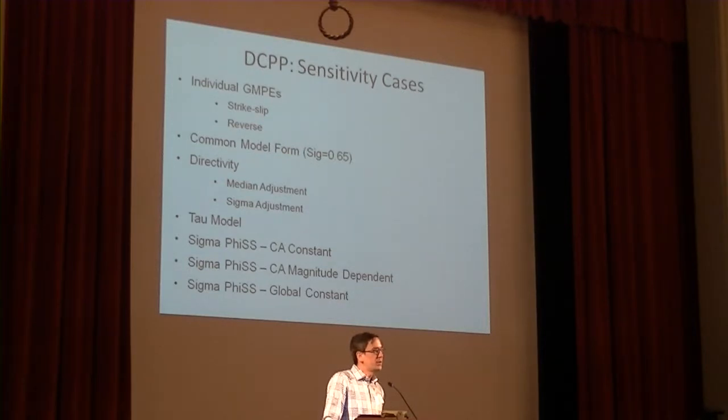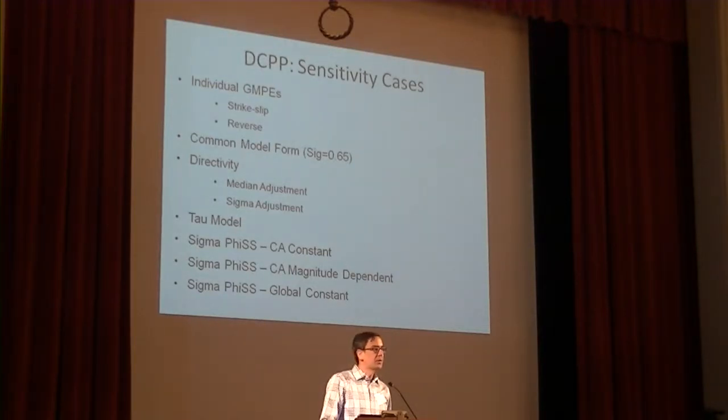Then later this morning, you'll hear a talk on directivity, and I'll have some results for the longer periods. I'll show 1 second, where we have a proposed directivity adjustment model. For Diablo Canyon, this can be an important modeling feature because we do have some close faults that are expected to show some directivity. There are 2 branches, 2 choices. One is a median adjustment on the ground motion, and the other is a sigma adjustment on the GMPEs. I'll show some results for that.